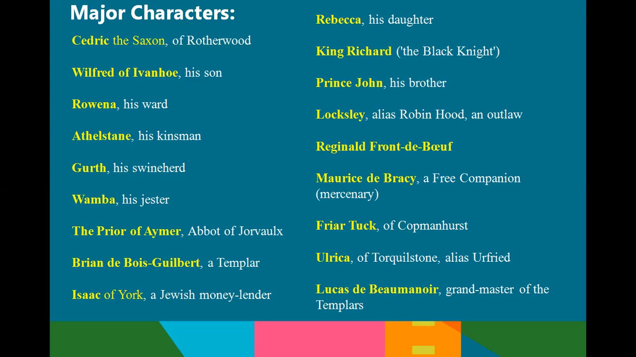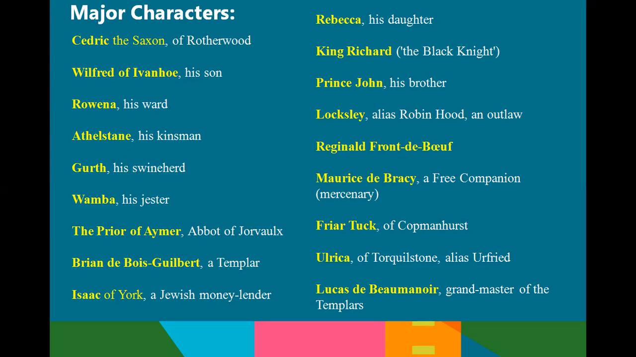Prince John is King Richard's brother. He is known for his power hunger and treachery. He plots against his own brother, King Richard, and in his absence, he usurps his throne. Okay, so he is a negative character.